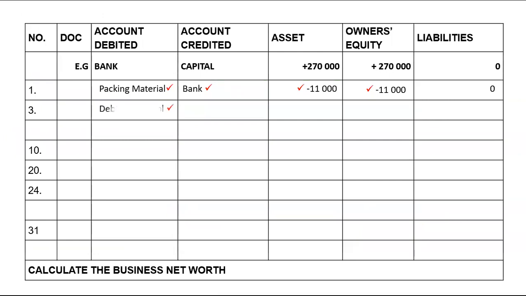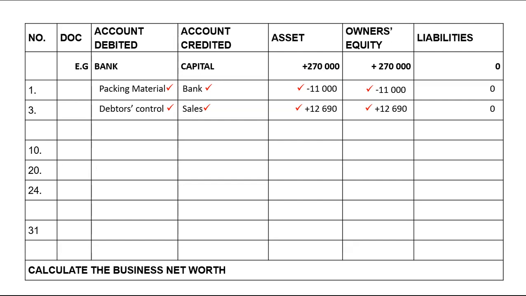Debit debtors control and credit sales. Your assets will increase by the selling price, which is 12,690. Your income increases owner's equity by the selling price, which is 12,690. Your liabilities will be 0. Then you're going to have cost of sales, which is the second part.